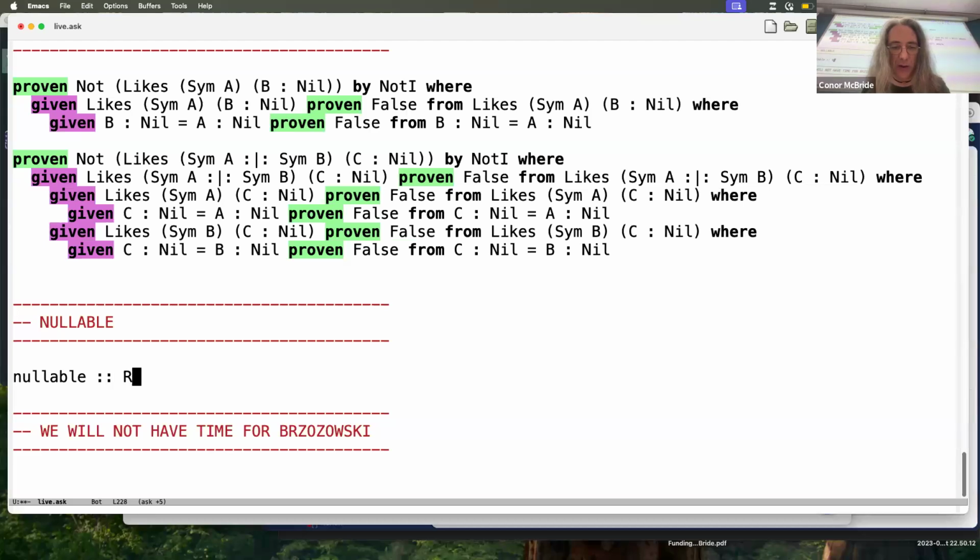So the type of nullable is from regex, doesn't matter what their symbols are, to bit.